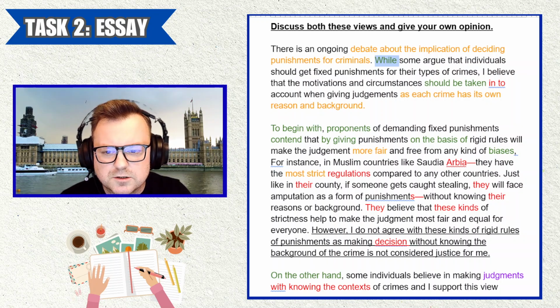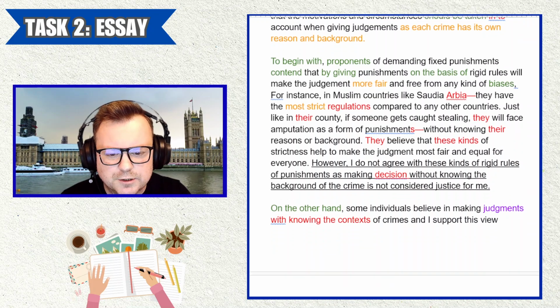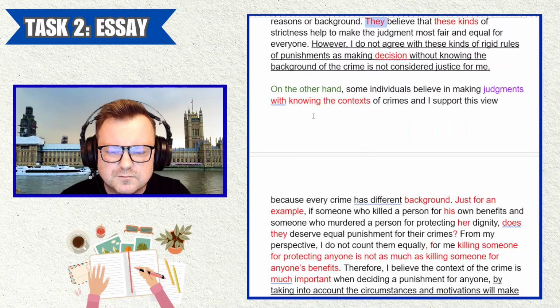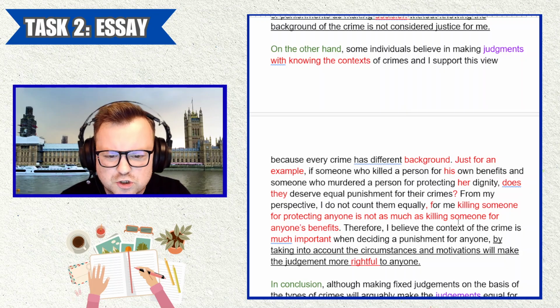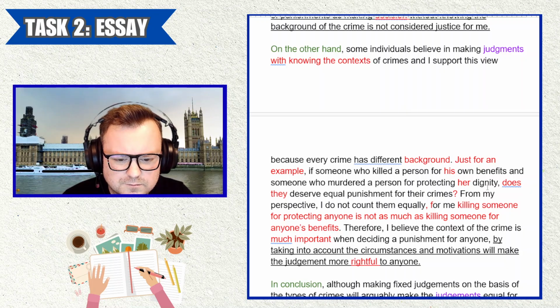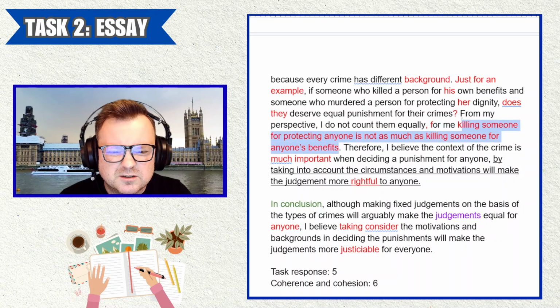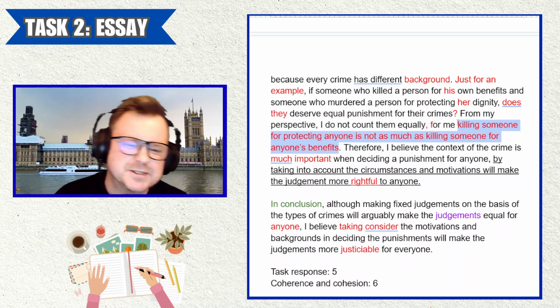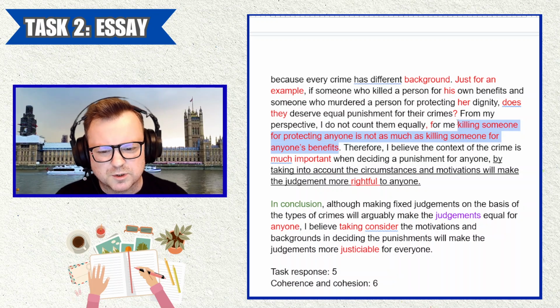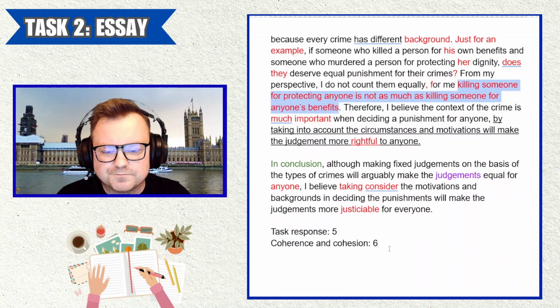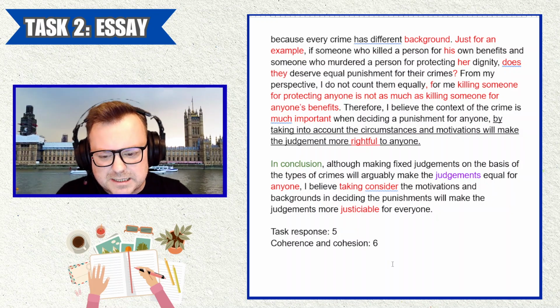Good discourse markers or cohesive devices, good signposting language, but there are some dodgy reference, like this overuse of they. You kind of get lost reading this. Some things read a little bit strange too. Let's find it. Yeah, killing someone for protecting anyone is not as much killing someone for anyone's benefit. So, this is potentially grammar, potentially vocab, but also there is a coherence issue here where I just don't quite get the point that you're saying. Yeah. So for me, 6.